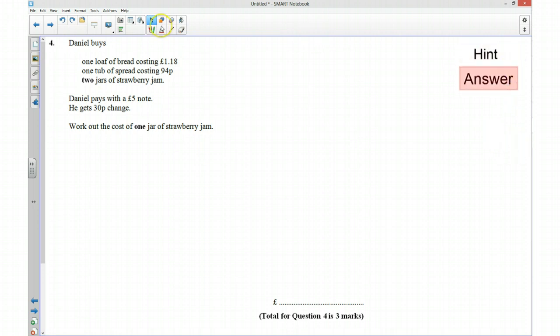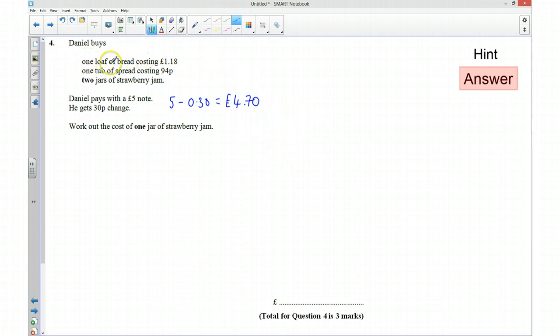Okay, well done if you managed to have a go at that. I'm now going to go over the answer to this. So we're going to start off by saying how much money he spent. Well, if he had a £5 note and he got 30p change, that's going to be £5 take away 30p, so that's going to be £4.70. Okay, so that's how much money he spent.